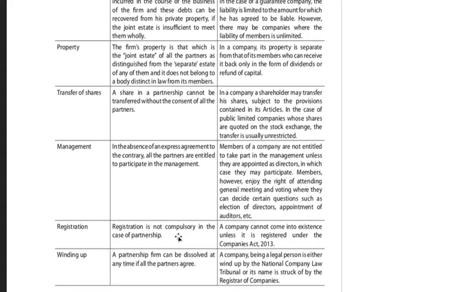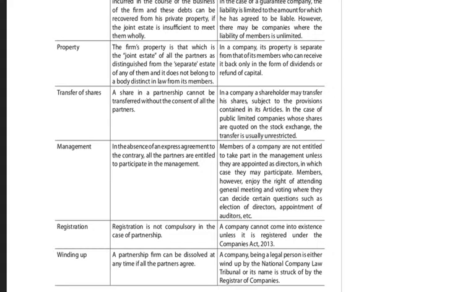Because a partnership can come into existence without writing as well, it means that registration is not compulsory in the case of partnership. You may not take a registration at all. It is not mandatory. It is flexible in this case. You may take it or you may not take it. If you want to take registration, you'll have to get yourself a registered deed.